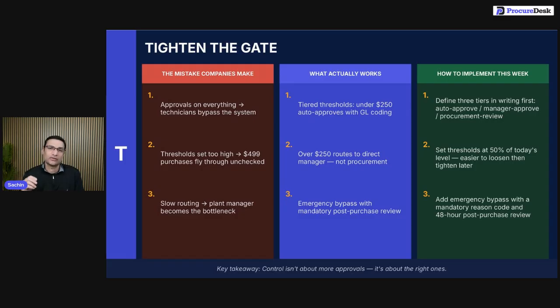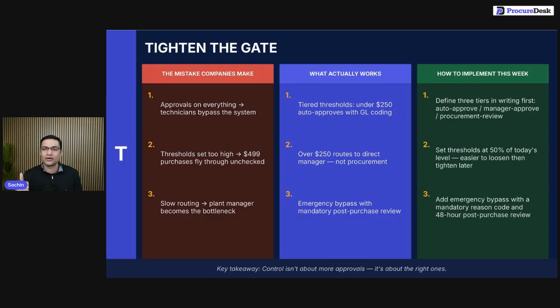Second is set up the threshold for self approval. So let's say, for example, if your threshold is at $500 today, where it needs approval, you could probably bring it down to maybe 50% and start with 250. You can always loosen it up later if you face any sort of resistance from your stakeholders, but it's always hard to tighten it afterwards, right? So go with maybe 50% of what your limits are. If you don't have the limits, follow step 1, first define those limits and go from there.